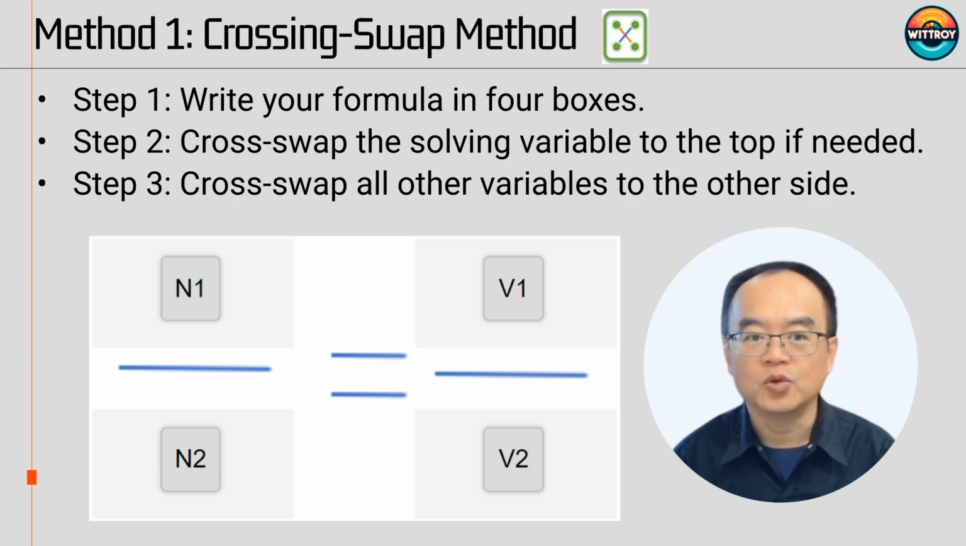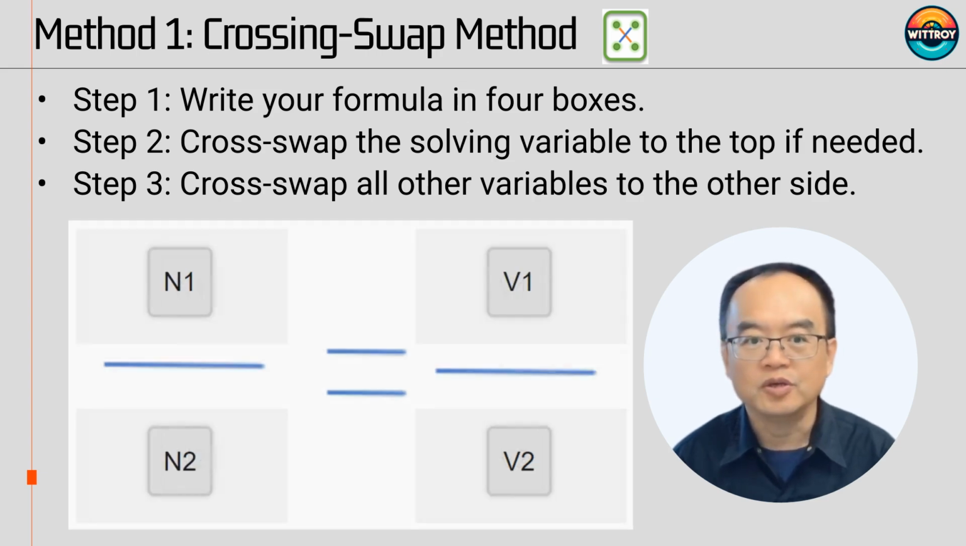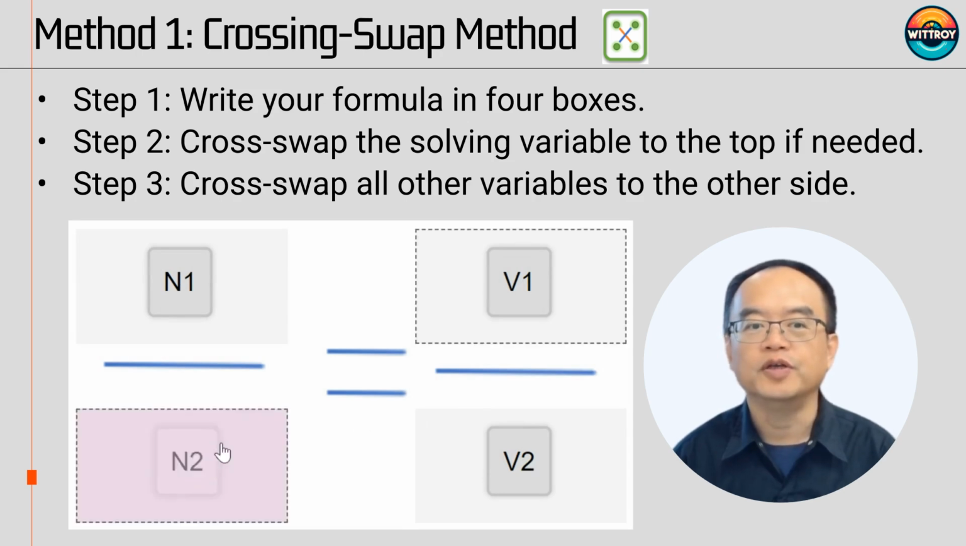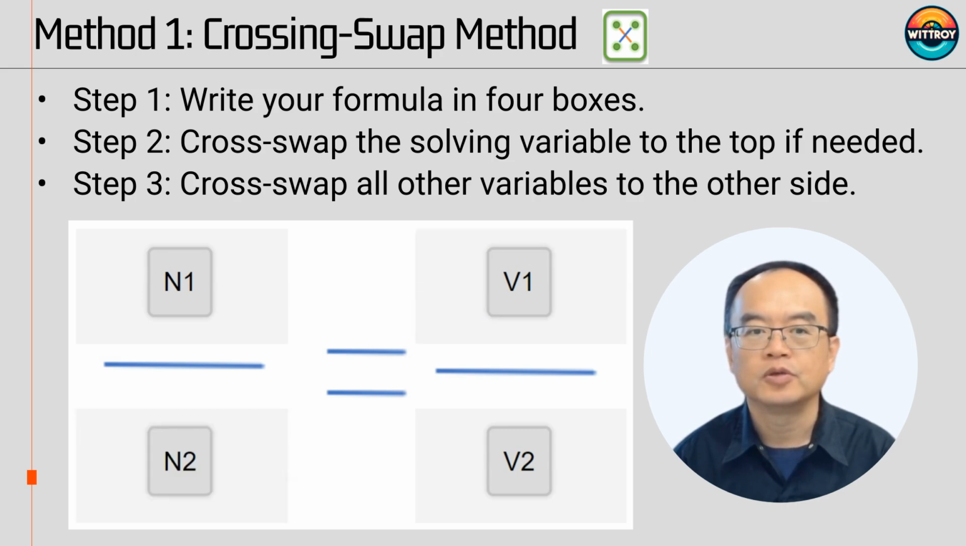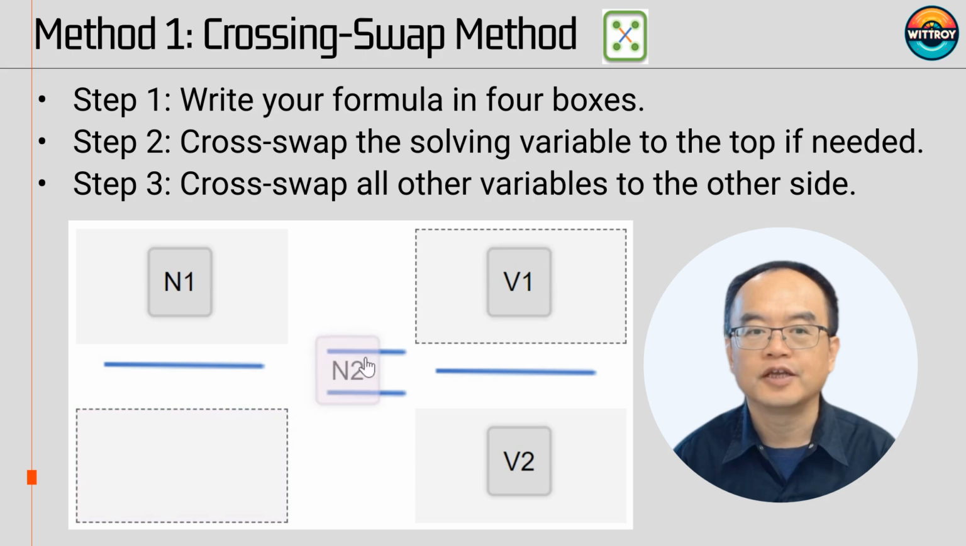Now let's start with the crossing swap method. Given the transformer formula, N1 over N2 equals V1 over V2. Okay, we are solving for N1 this time. Step 1, write the formula in 4 boxes. Step 2, choose the variable you want to solve for, which is N1. Since N1 is already at the top on the left, we don't need to move it.